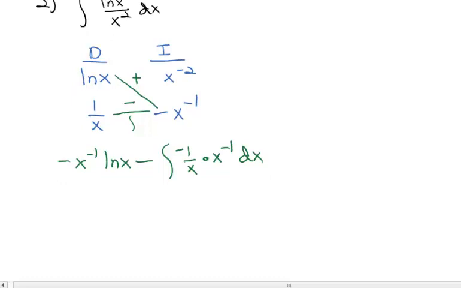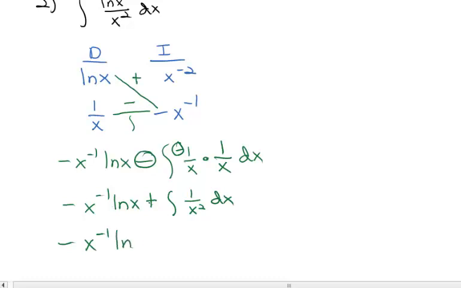Well, x to the negative 1 is really just 1 over x. So what we're really saying is we have negative x to the negative 1 natural log of x. Negative times a negative makes a positive. Integral of 1 over x squared dx. Or to make it even easier to work with, that 1 over x squared becomes x to the negative 2 dx.